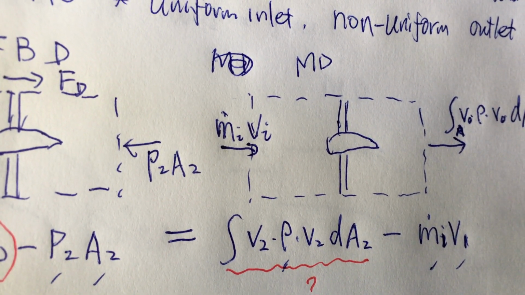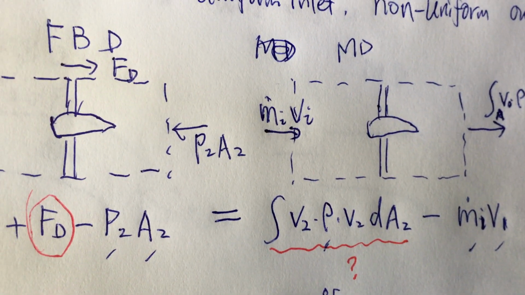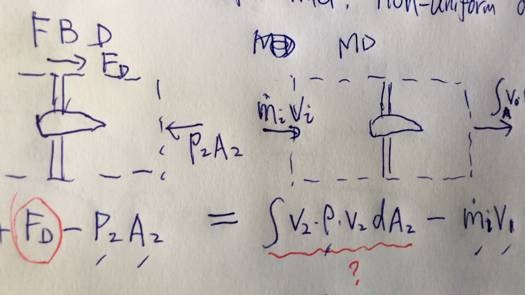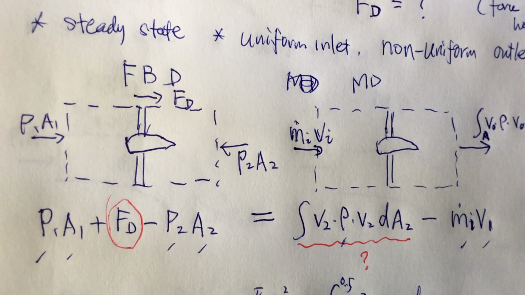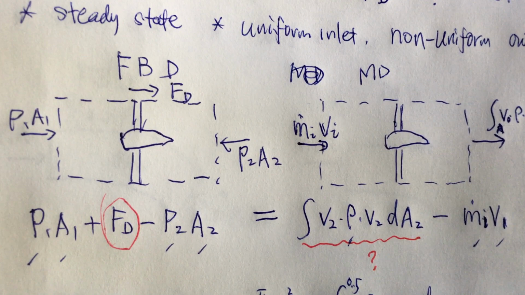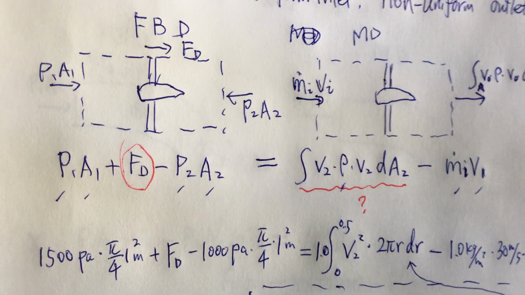So both mass flow rate 1 and V1 are given. Okay, so the only difficult part is V2. In this integration, I have no idea of V2. Okay, so that's the difficult part of this problem. So we need to focus on calculating this integration.